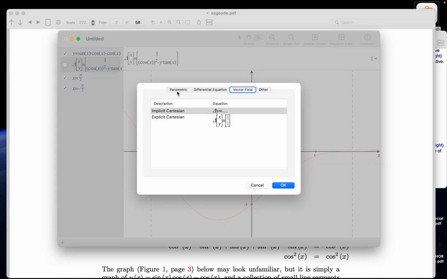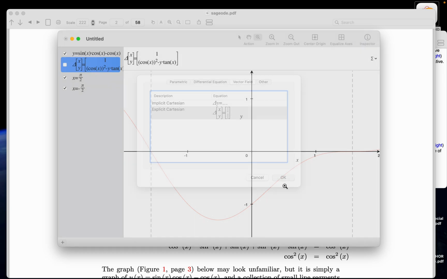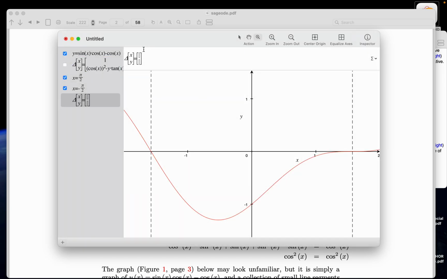There are different parametric differential equations. You see that over there. They're pretty interesting things, but I'm just going to do the vector field. The vector field I'm going to do is explicit Cartesian, and say okay. It gives me this template form. And again, the derivative of x with respect to x is 1.